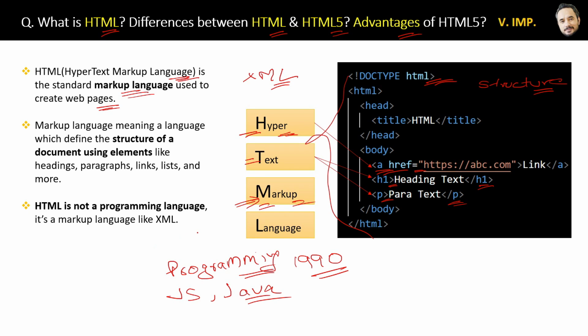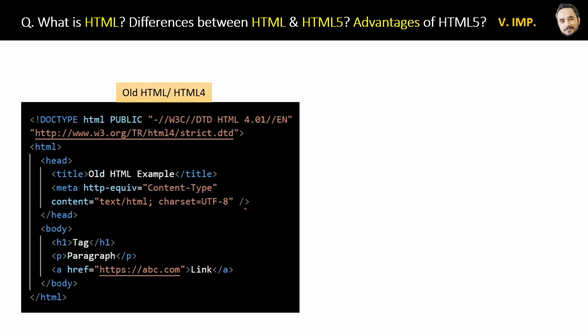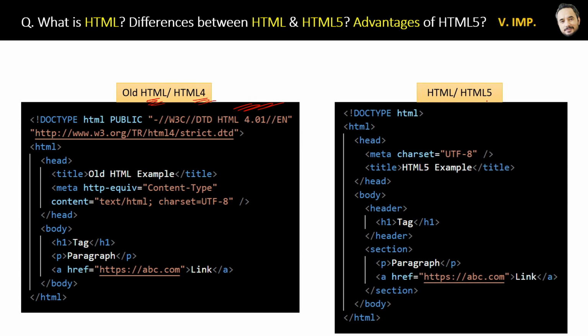Now let's explore the difference between HTML and HTML5 by comparing the code. First of all, HTML5 is HTML only. Okay, they are the same actually. But old HTML was different. Here is the old HTML code which was released up to HTML4. And here is the HTML5 code for the same version of the old HTML, okay? And you can see the differences between them.